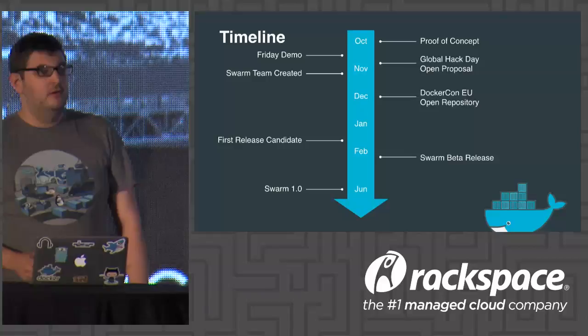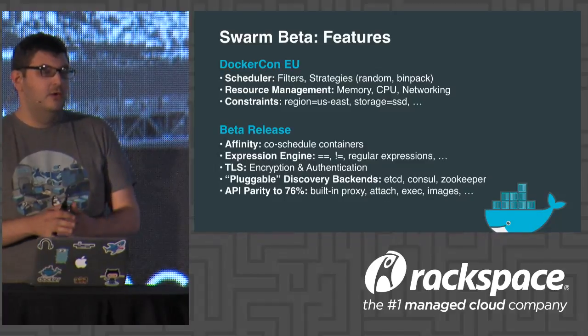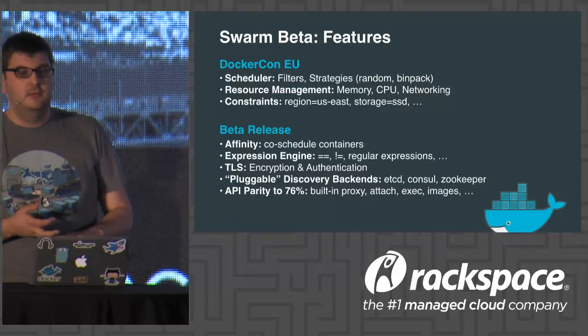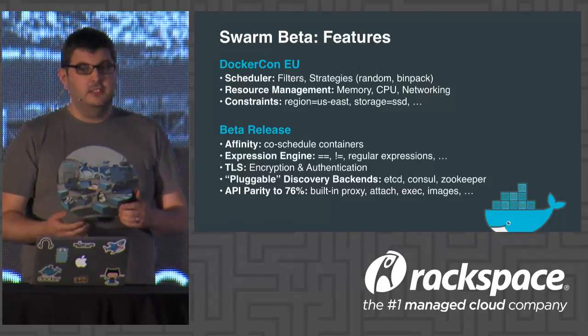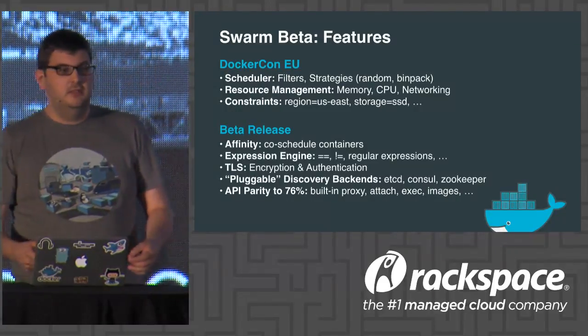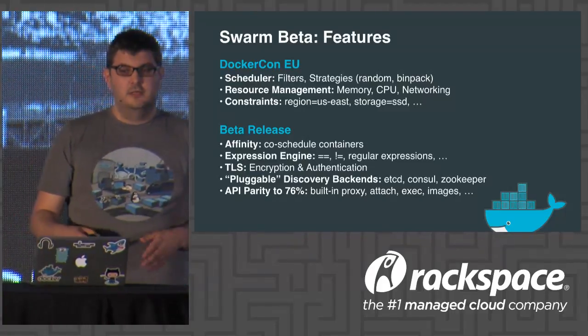So at DockerCon, the Swarm alpha had a few features. Swarm had a basic scheduler, so you were able to schedule containers on your cluster based on resources like CPU or memory, or you were able to choose a strategy. So we had bin packing or random strategies, and we also had constraints. Using the labels that Ivan showed you earlier, you were able to say, schedule me a container on a machine that is provider equal DigitalOcean, or on a machine that is provider equal Rackspace.